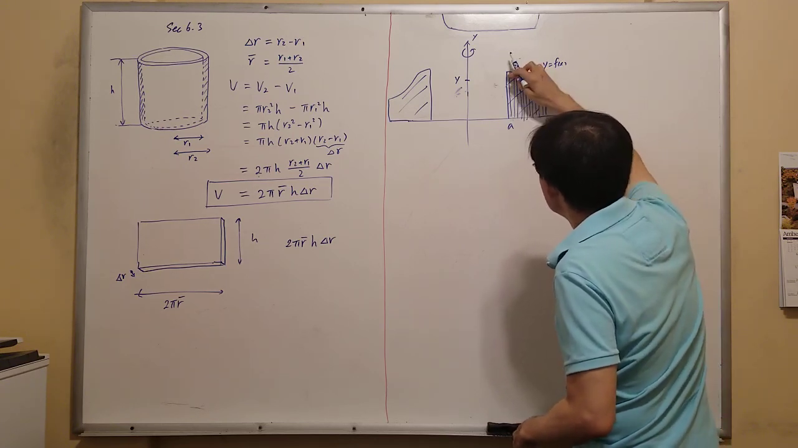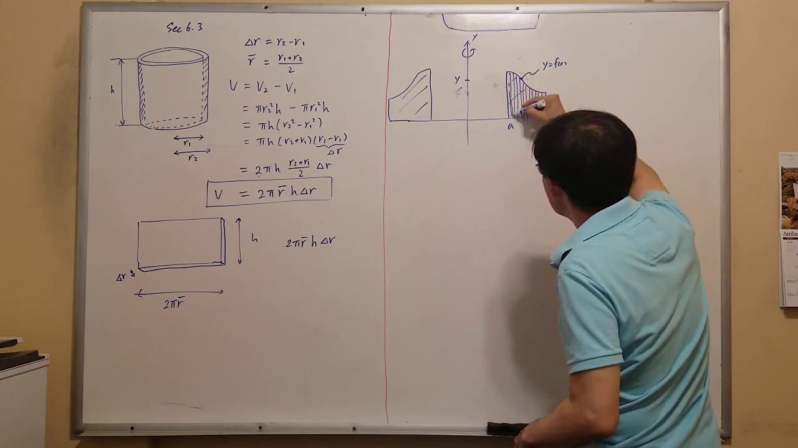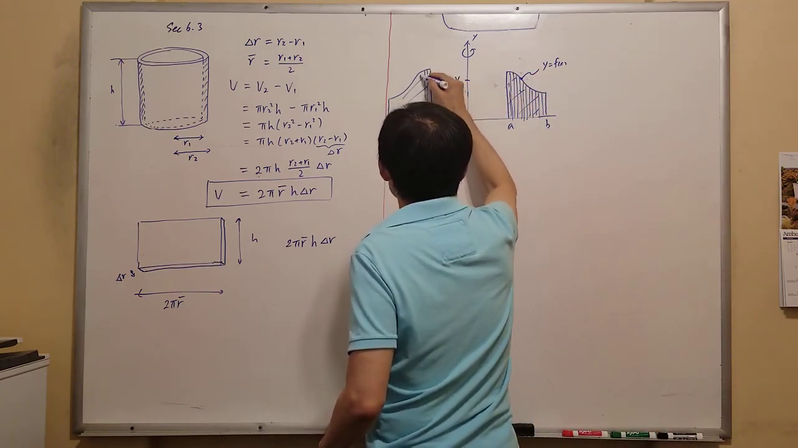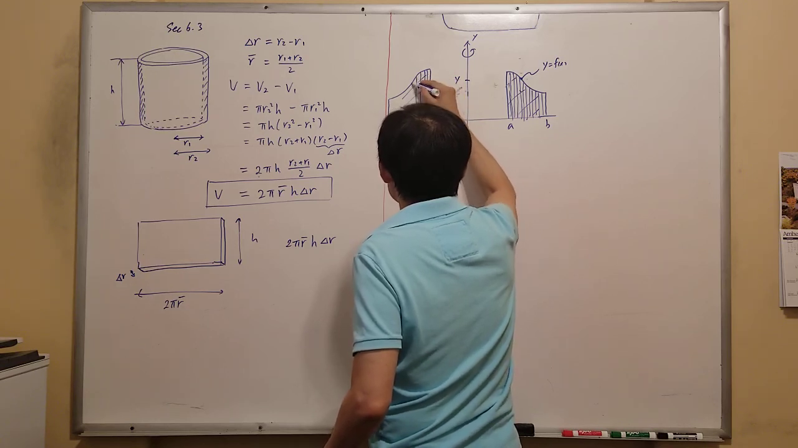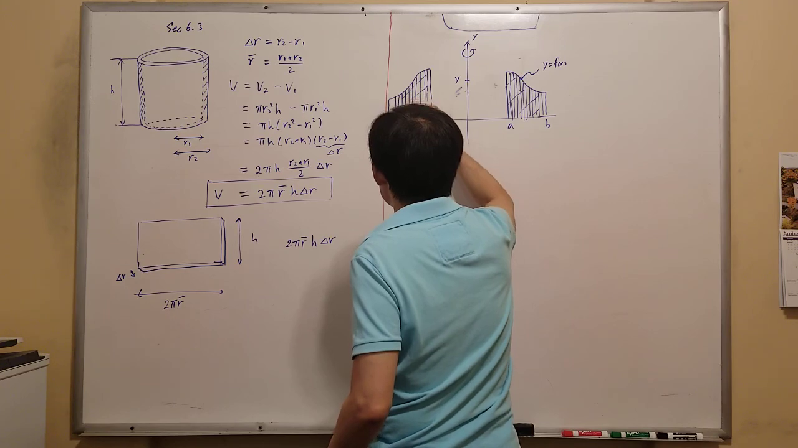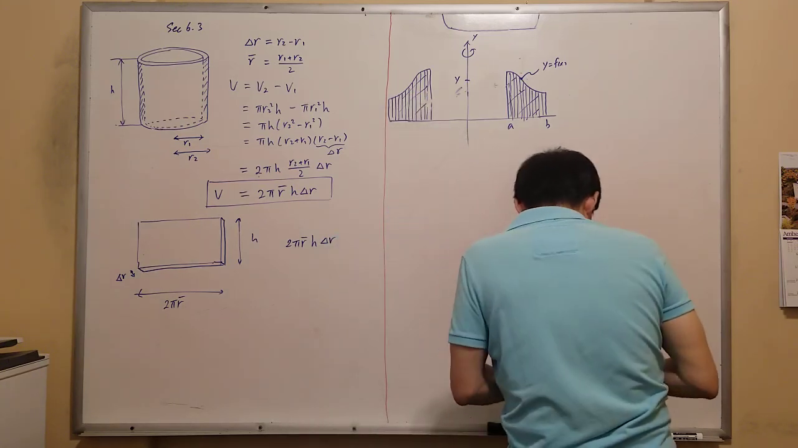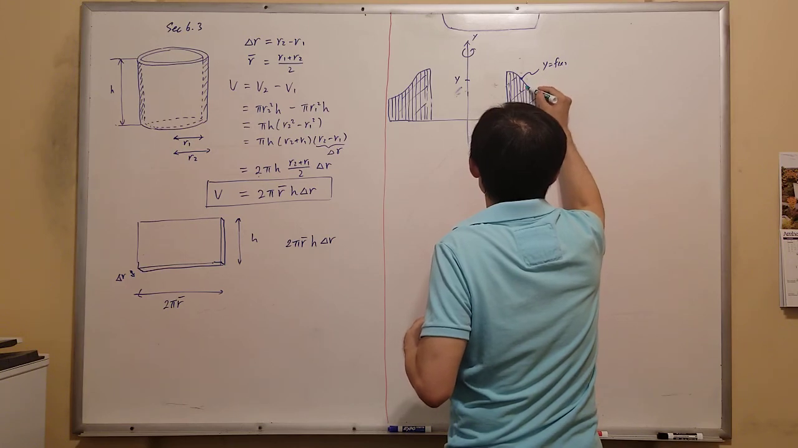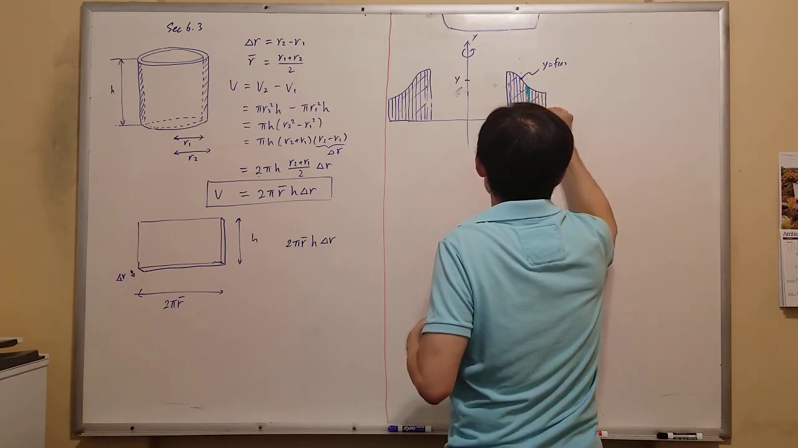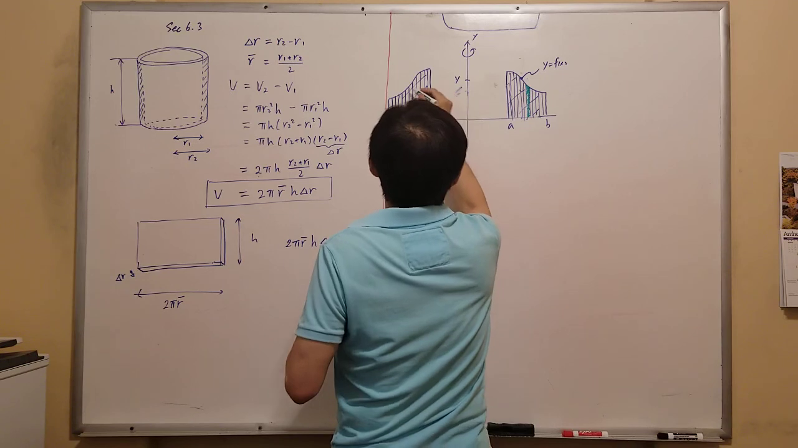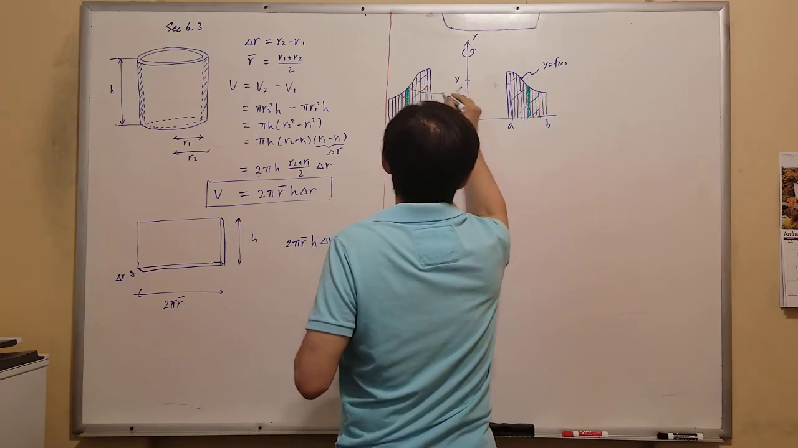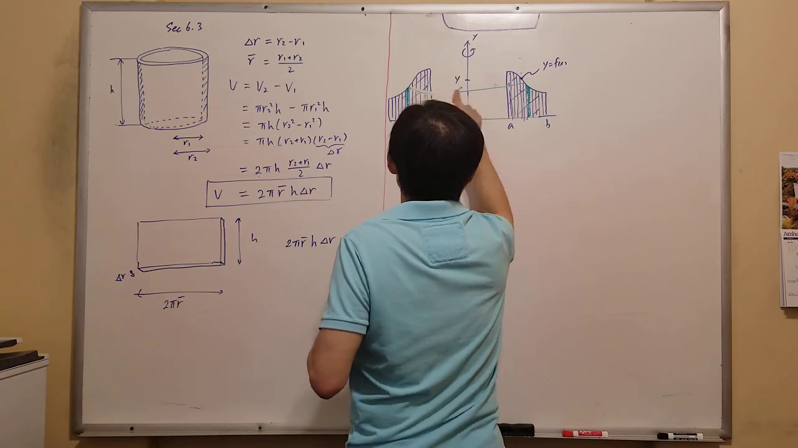Think of this thing as made of a bunch of thin cylindrical shells. All right? You can imagine this one is made of these thin cylindrical shells here.